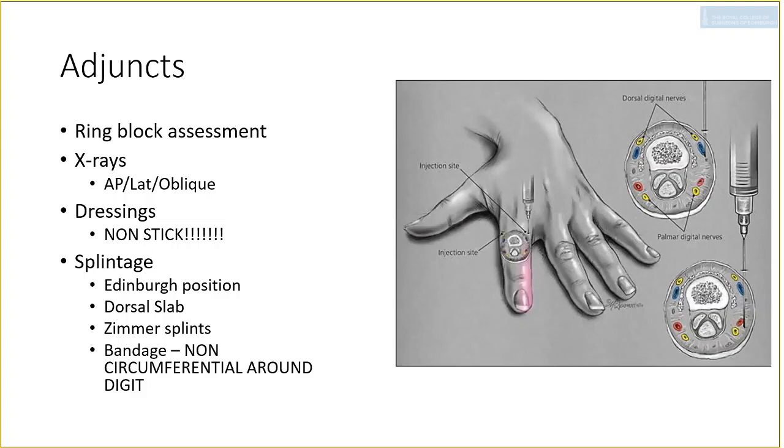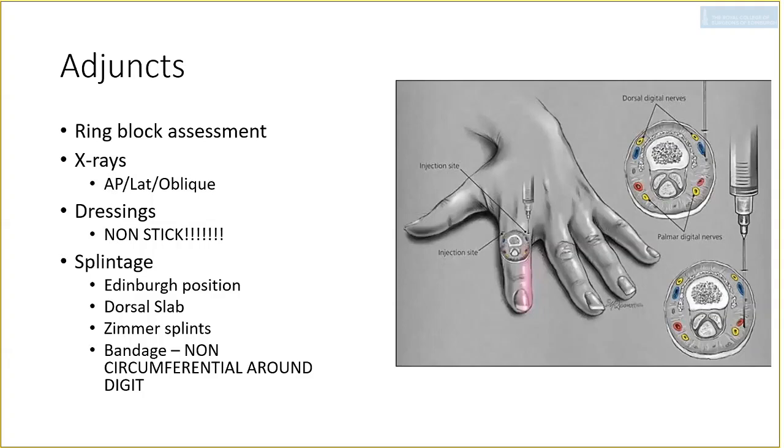If you put a dressing, even a non-stick one, circumferentially around the digit, and the digit swells and the dressing is too snug, they will get a tourniquet effect, and you can threaten that digit. Splintage is very useful for soft tissue injuries and bony injuries, because splintage removes pain as well.